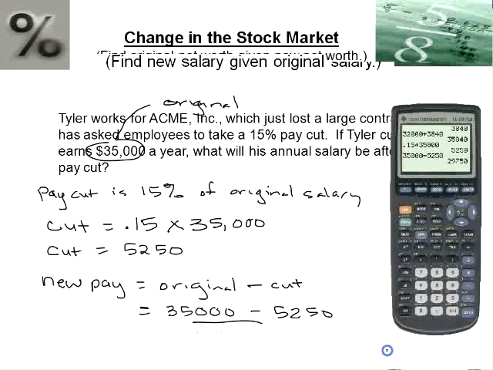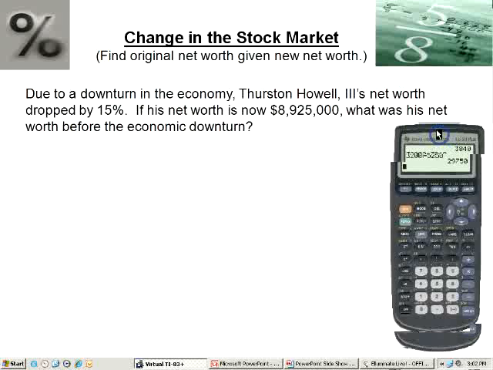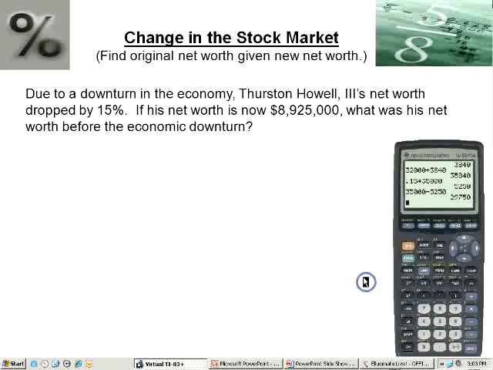We have one more example, and this one's a little bit different. In this last example, due to a downturn in the economy, Thurston Howell III's net worth dropped by 15%. If his net worth is now $8,925,000, what was his net worth before the downturn?